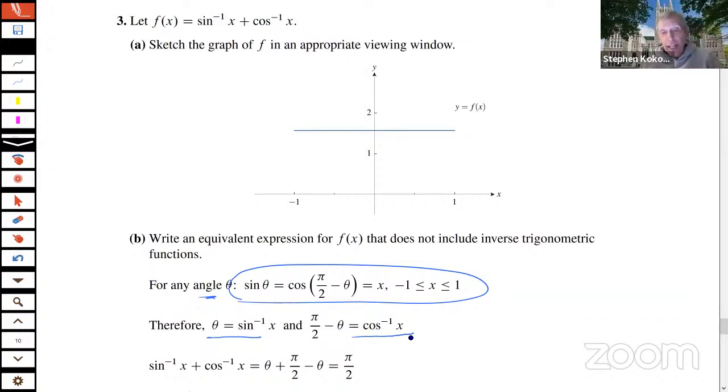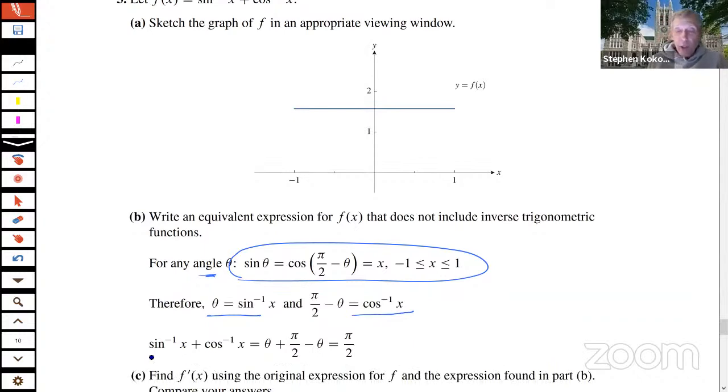So, son of a gun, if we want to add these two expressions together, that's just adding theta plus pi over 2 minus theta, and we get a constant, pi over 2. And if you come back up here and look at that graph, that's where that horizontal line segment is, at y equal to pi over 2.